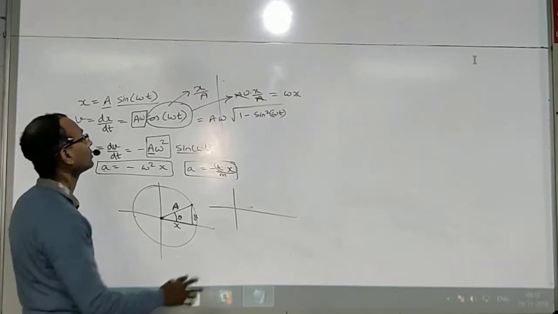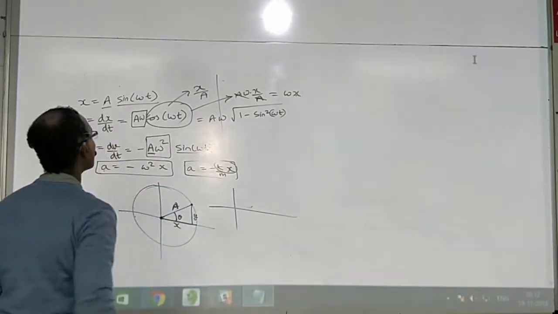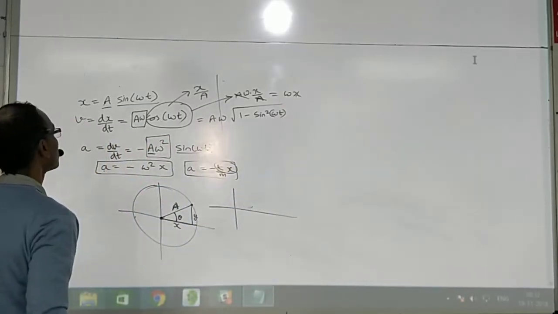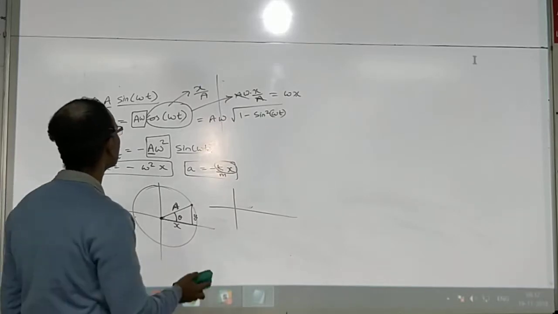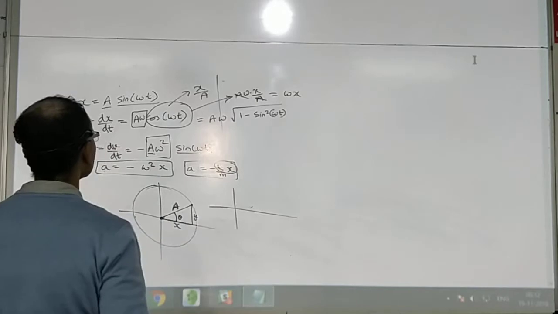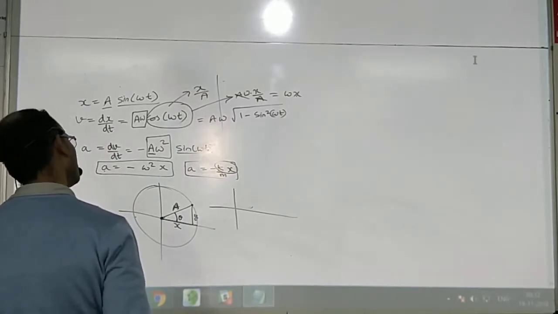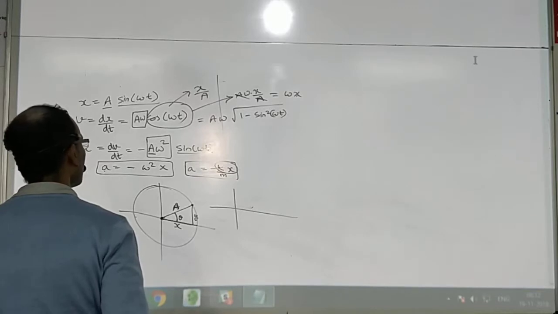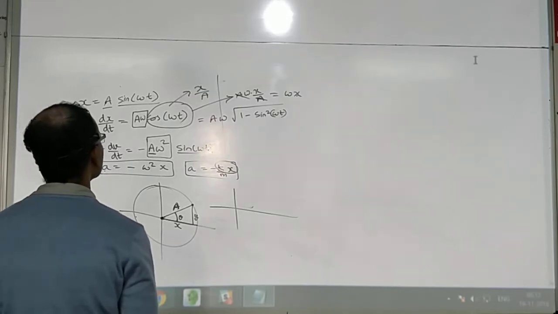Actually this is coming out, sign is not coming out correct, no? There is some simple way I am missing, that trick. If it is root of 1 minus sin square of omega t, okay, what is sine of omega t? Sine theta is y by a.